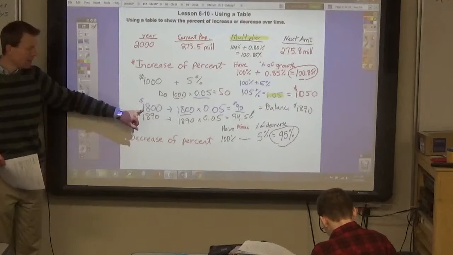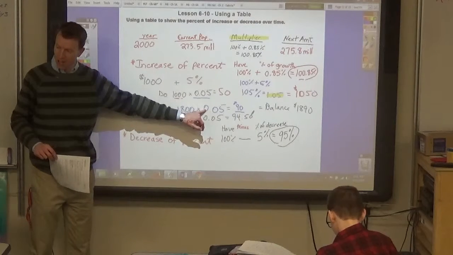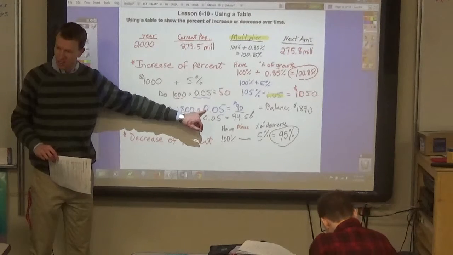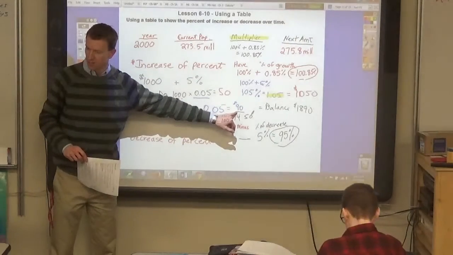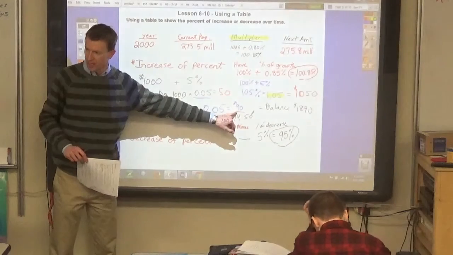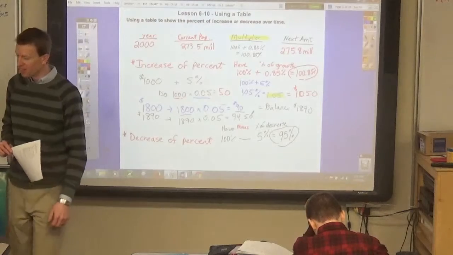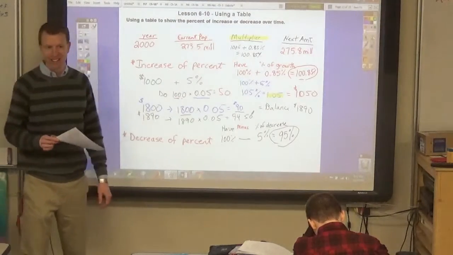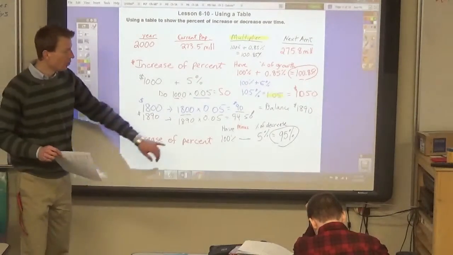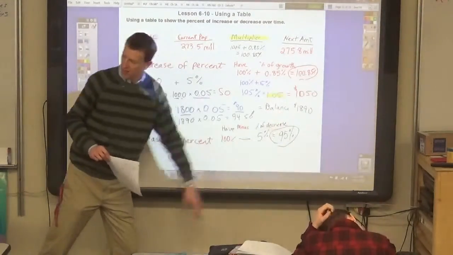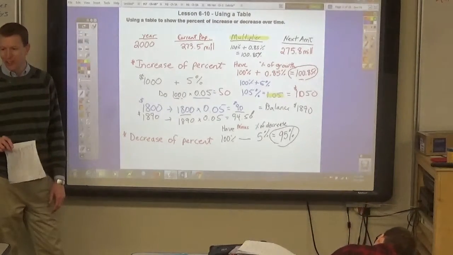Starting with 1800. 1800 times 0.05 equals $90, the interest. You just round it up. That's 5% as a decimal. And then add the two to equal the balance. You can have the 2 digits because one is 0. That's why I told you to do that the first time.